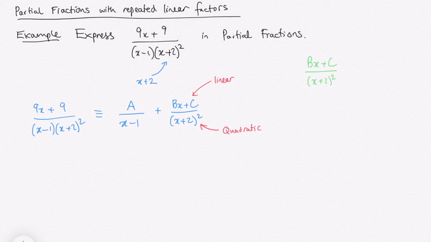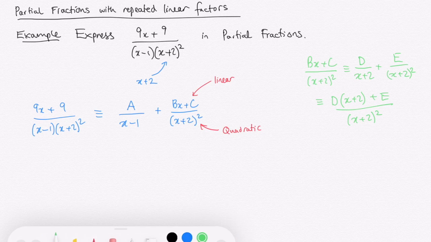And let's notice that we can express this in the form d over x plus 2 plus e over x plus 2 all squared. And notice that that is true, because if we take a common denominator of x plus 2 all squared, this becomes d lots of x plus 2 plus e all over x plus 2 all squared. And then all we need to do is to find the values of d and e that make bx plus c identical to d lots of x plus 2 plus e.